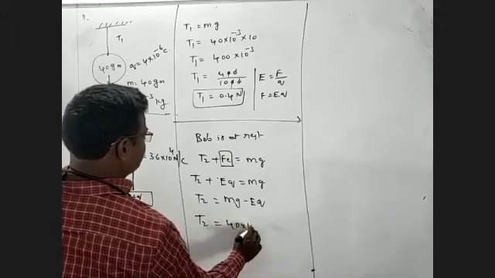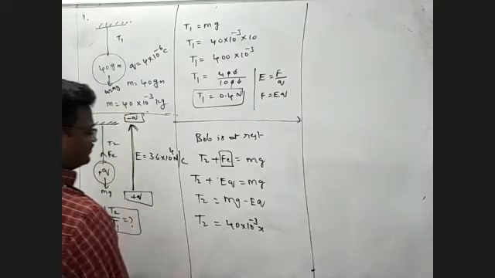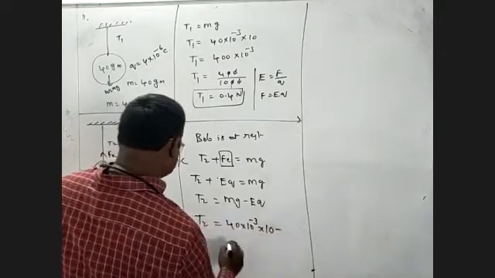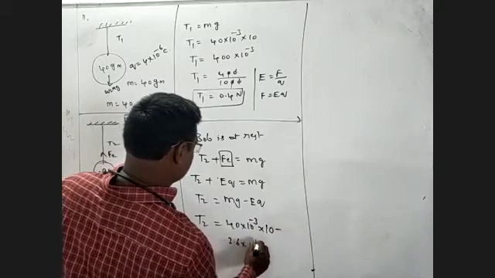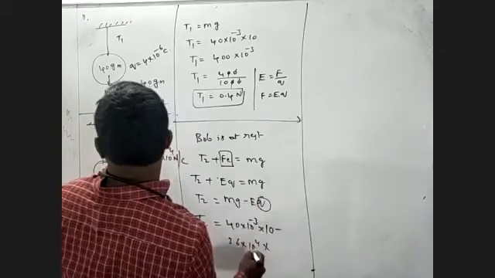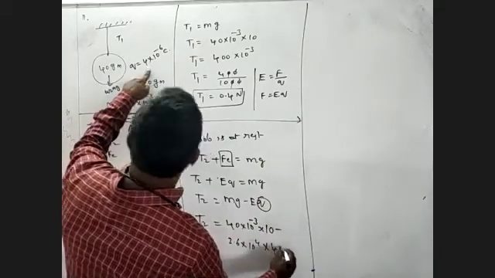The mass is 40 into 10 to the power of minus 3 kg, and g is 10. E is 3.6 into 10 to the power of 4, and Q is the charge, given as 4 into 10 to the power of minus 6.